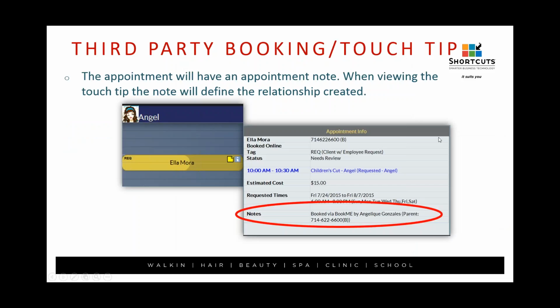Okay, so if mom does book for her daughter, you can see that here's my online booked appointment. You guys, it will always put this little post-it on the appointment now, that little appointment note. And if it adds an appointment note, you can see down here it says booked via BookMe by Angelique Gonzalez, parent. Okay, so it's letting you know that this person booked the appointment and they're the parent of this client. Okay, and then it still shows me all of the other information like it would that it was booked online and that it has a tag.